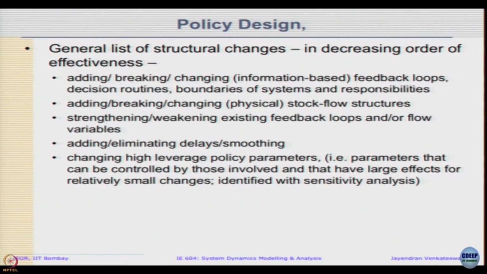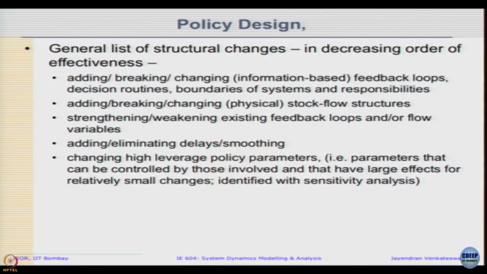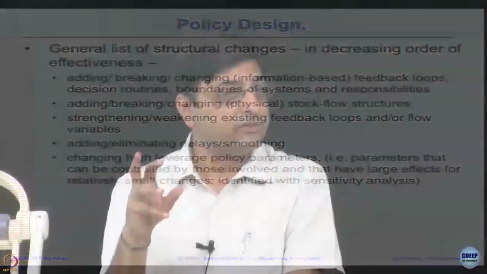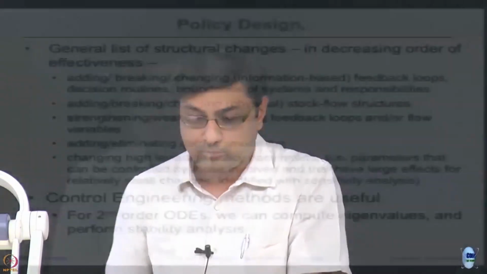Then come strengthening and weakening existing feedback loops under flow variables, adding or eliminating delays or smoothings, and changing high leverage policy parameters, that is, parameters that can be controlled by those involved and that have large effects for relatively small changes. Suppose you identify them with sensitivity analysis. Typically, whatever policy analysis we do, these are the things we will end up affecting in our model. Since we have built a model, we can figure out these feedback loops, see whether I can reduce a delay somewhere, or use some additional information to make a better decision within the model.